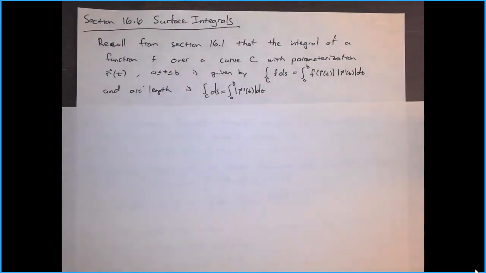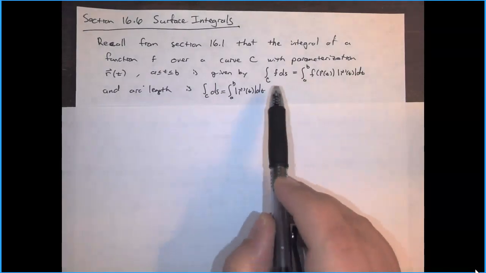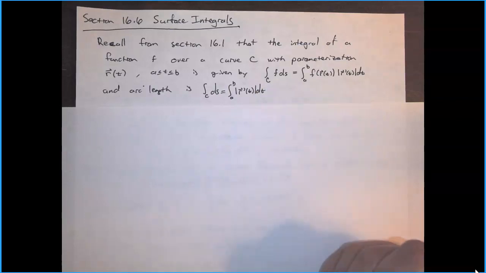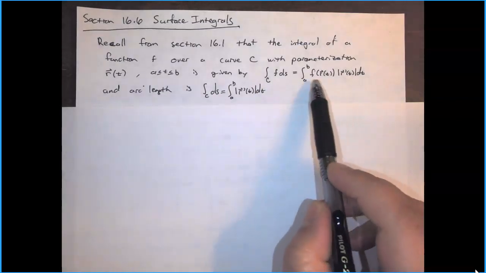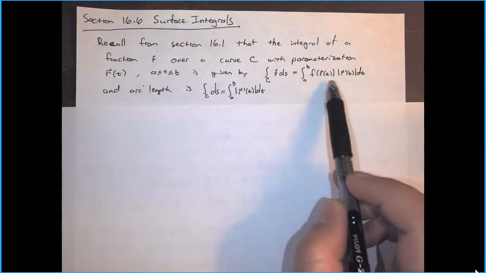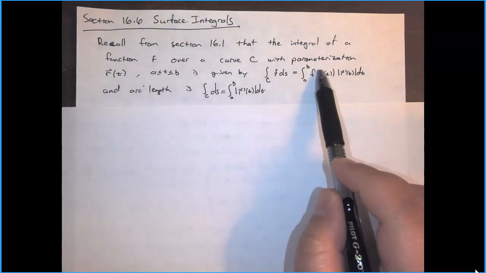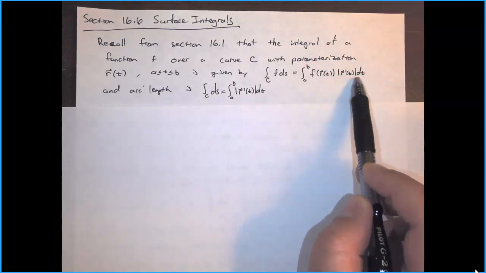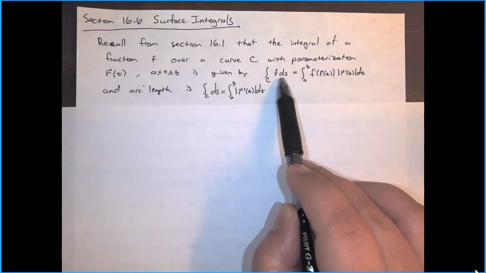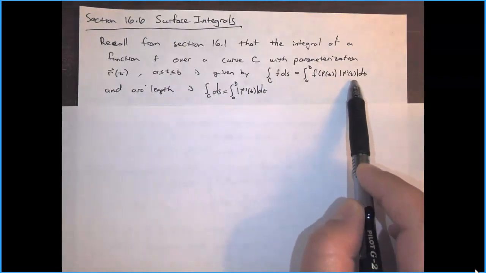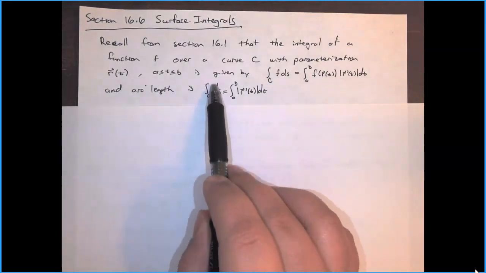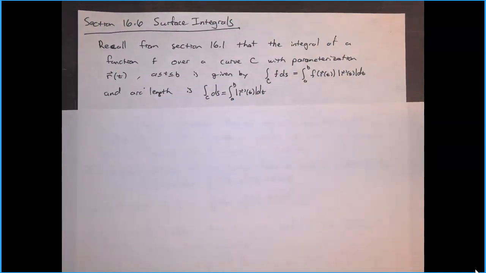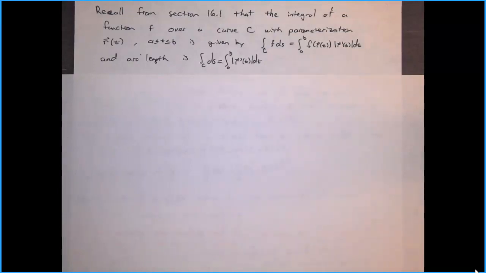So if you remember when we talked about line integrals, we wanted to integrate some function over a curve. And the way we did that was we parameterized the curve and we integrated from a to b in the parameter t. We defined the function on the curve by plugging the parameterization into the function, and then we multiplied by the magnitude of r prime, which was our ds element, our arc length element. And then arc length was the same as integrating 1 over the curve ds, which was the magnitude of r prime dt.